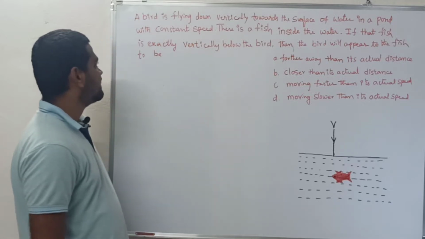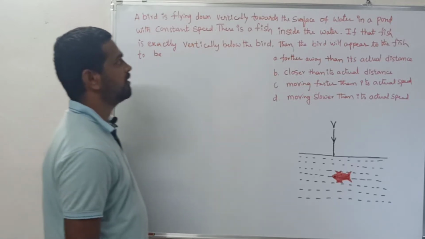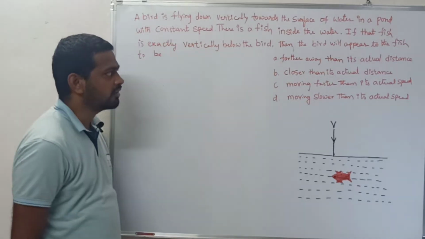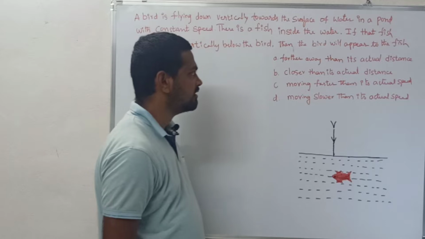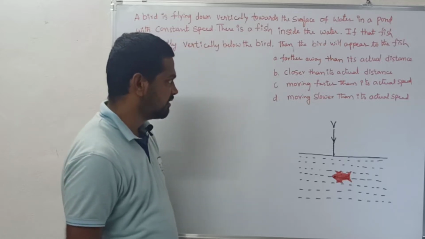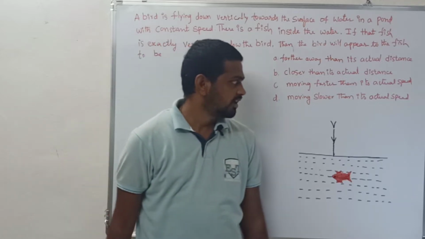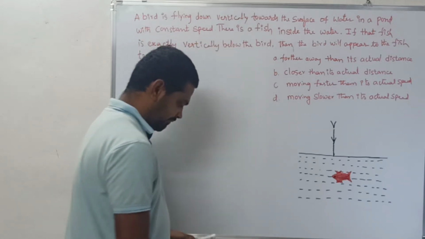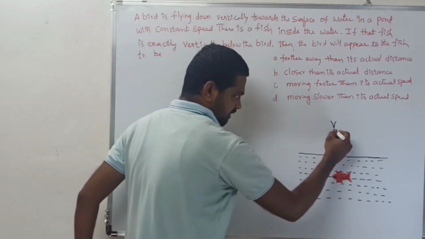If that fish is exactly vertically below the bird, then the bird will appear to the fish to be farther away than its actual distance, closer than its actual distance, moving faster than its actual speed, or moving slower than its actual speed. See, the bird is moving vertically downward.